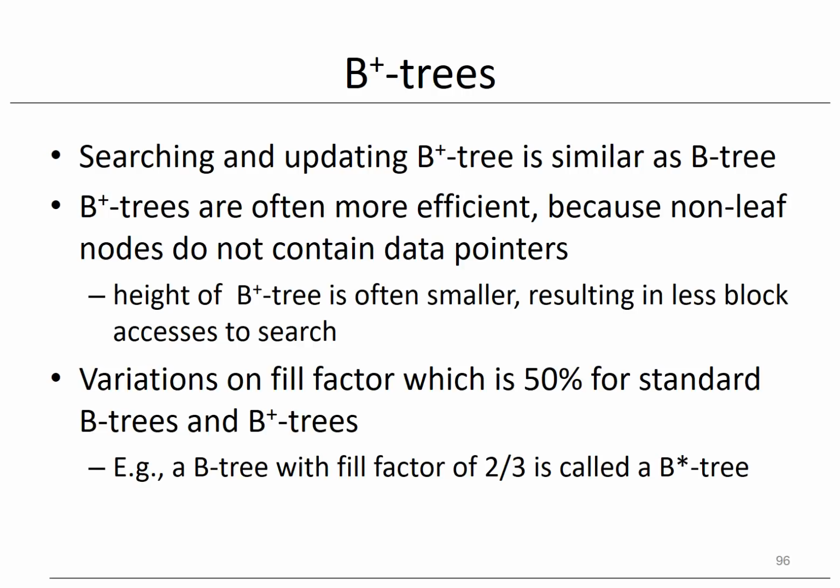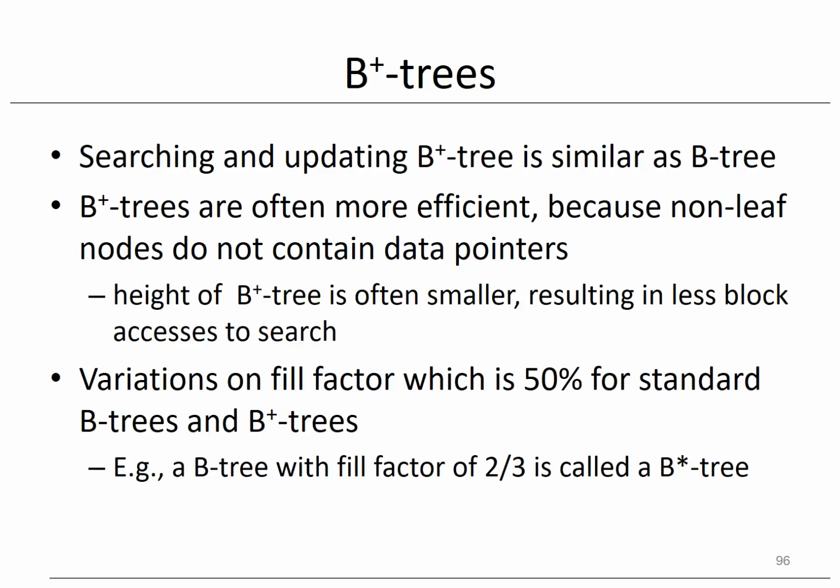Still, B+ trees are often more efficient, because the non-leaf nodes do not contain any data pointers, so with the same block size their ordering can be higher than with a B tree. As a consequence, the height of a B+ tree is often smaller, resulting in less block accesses to search the tree. In most cases, the leaf nodes of a B+ tree, which do contain data pointers, have different order than the other leaf nodes. It is worth noting that other variants exist as well.